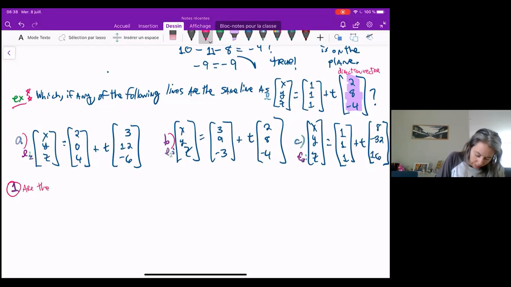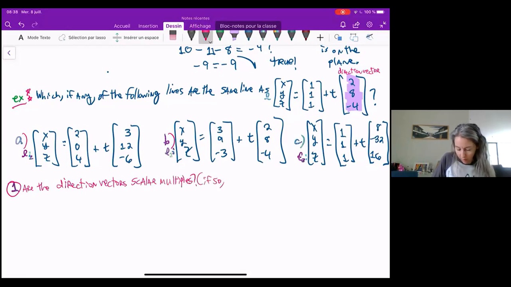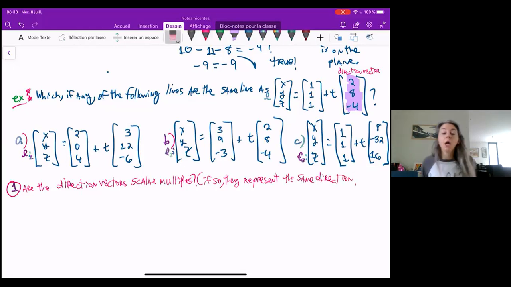Are the direction vectors scalar multiples? And if so, they represent the same direction. So that's the first thing we want to check. Are the direction vectors scalar multiples? If so, they represent the same direction, so either they're parallel or they're the same line.